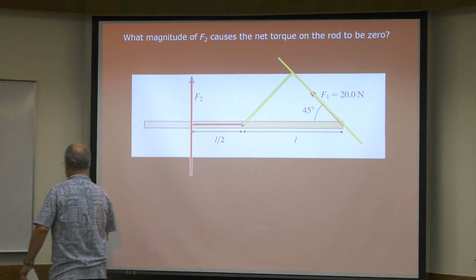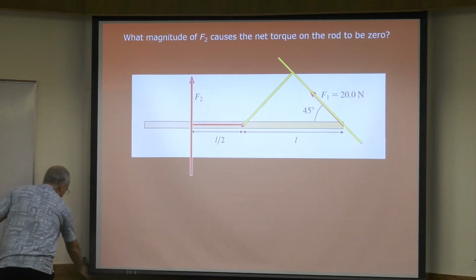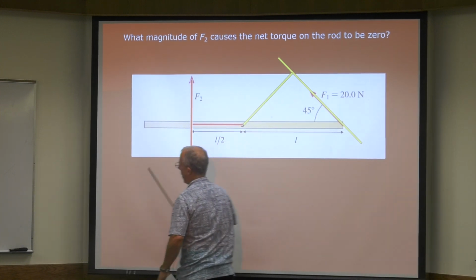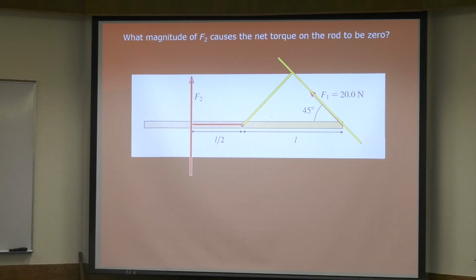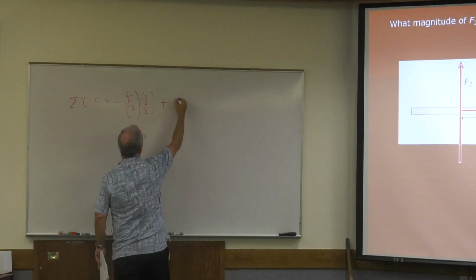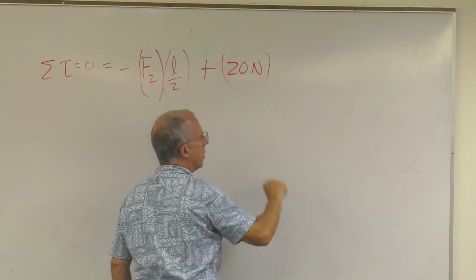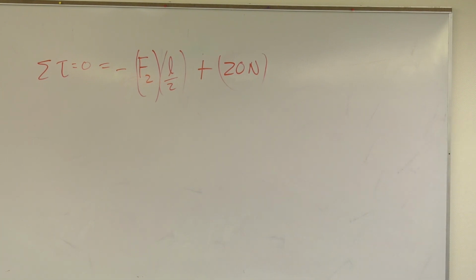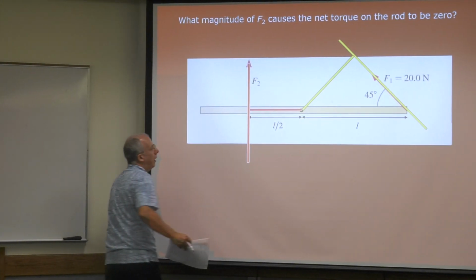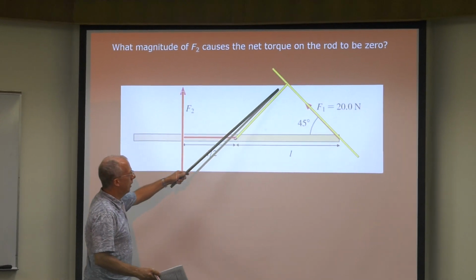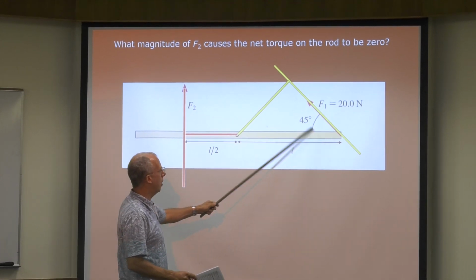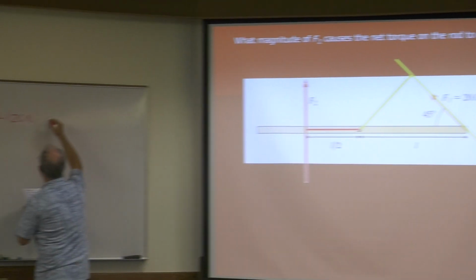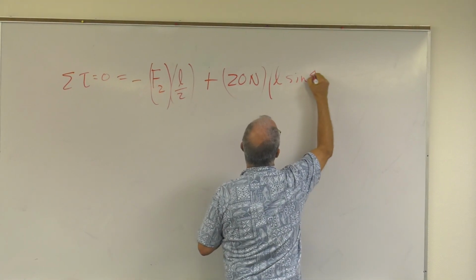All right, now, before we do anything, just looking at only this force, it's going to make it go counterclockwise, so it's plus. The force is 20 newtons. And what's the lever arm? Remember, the lever arm is a distance. It's not a force, it's a distance. So what is it? Well, this is the lever arm. So it's L. It's opposite, so it's sine. So it's L sine 45 degrees.